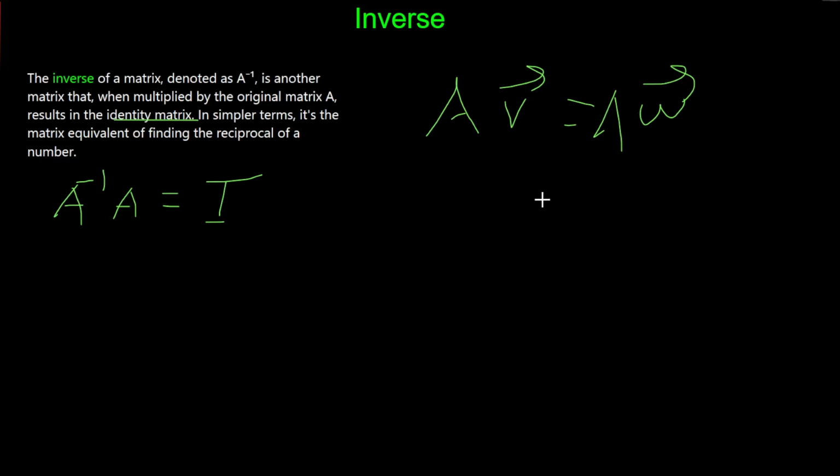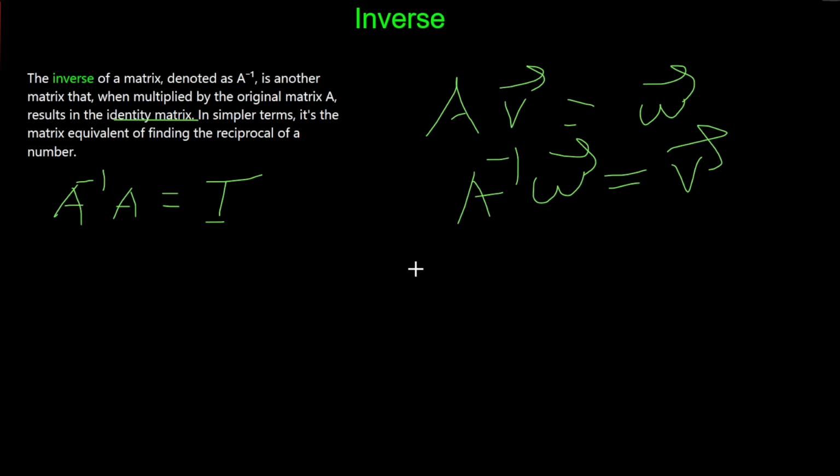Let me write it in a separate equation. If we multiply A inverse with the transformed vector, we'll get the original vector. This is the main intuition behind it. The inverse of a matrix is used to undo the transformation caused by the transformation matrix.